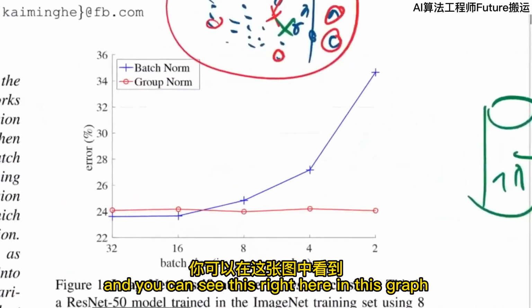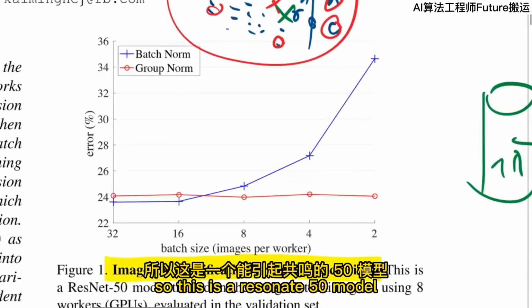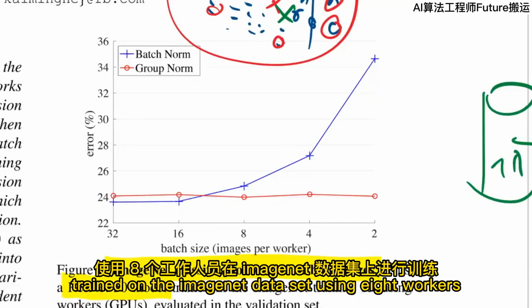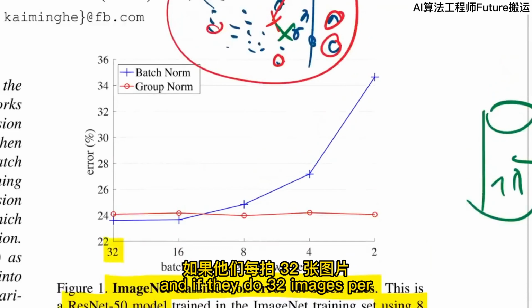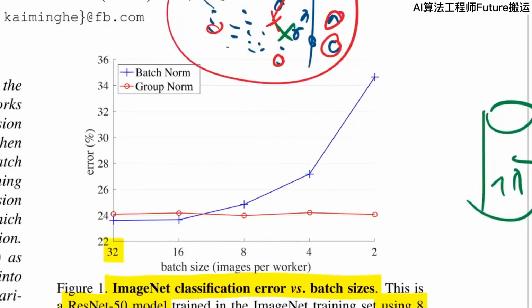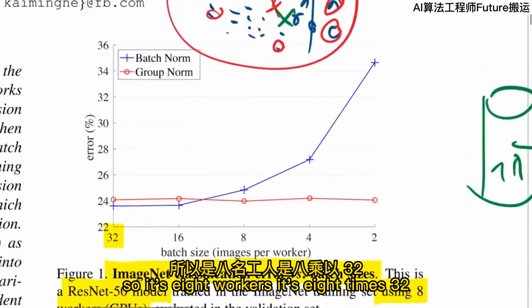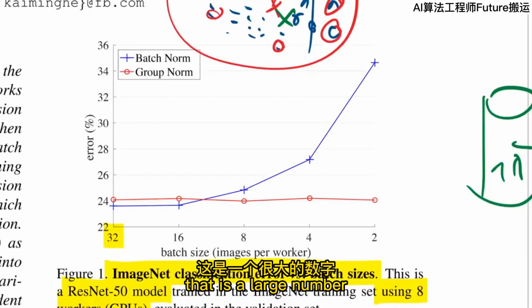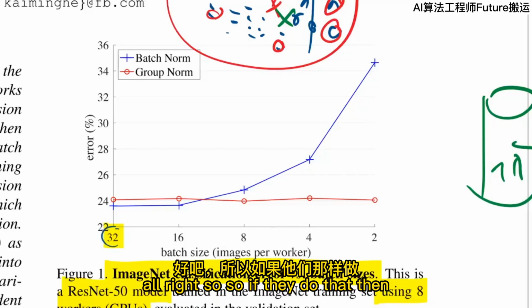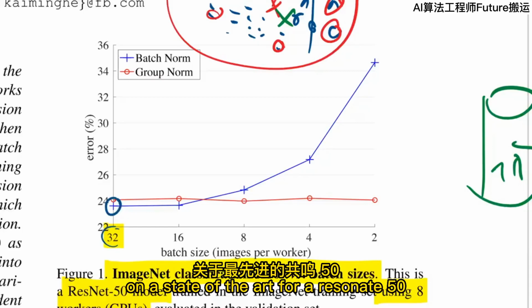And you can see this right here in this graph. They have the ImageNet classification error versus batch sizes. So this is a ResNet 50 model trained on the ImageNet dataset using 8 workers, so 8 GPUs. And if they do 32 images per worker, now just look at the blue line here, so it's 8 workers, it's 8 times 32, that's the batch size. That is a large number, 256, maybe. All right. So if they do that, then you can see the error is state of the art for a ResNet 50.